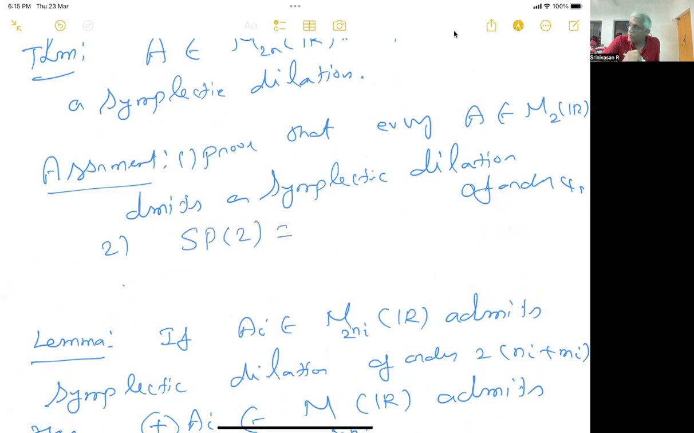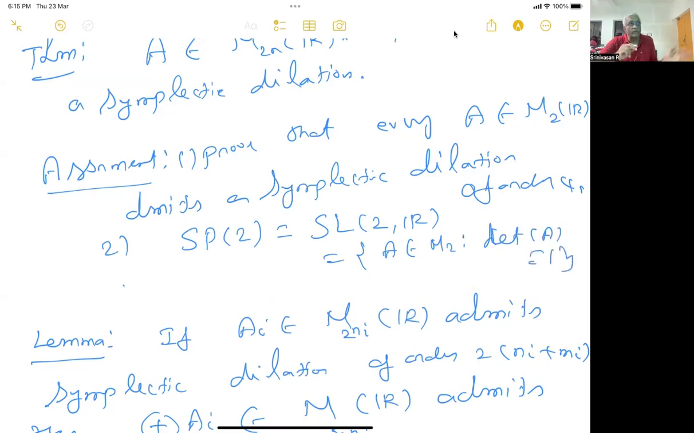SP2, okay, or for 1 cross 1 is exactly equal to SL2 R. You know what is SL2 R? All those A in M2 such that determinant of A equals 1. Of course, if it is symplectic, determinant A has to be 1. This is true for any N also. Here, if it has determinant 1, it is symplectic. You just write the calculation, you will get it. If you write the property that A transpose J2 A equals J2.